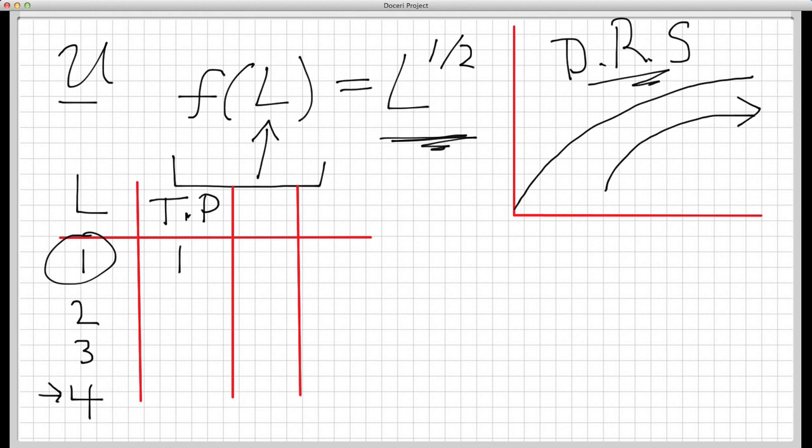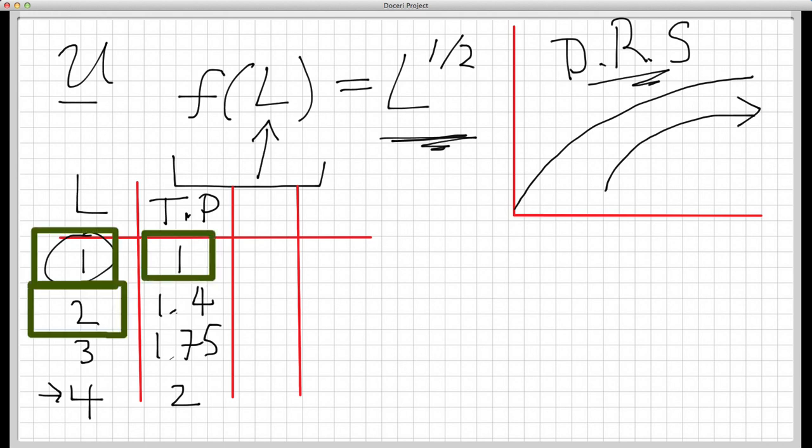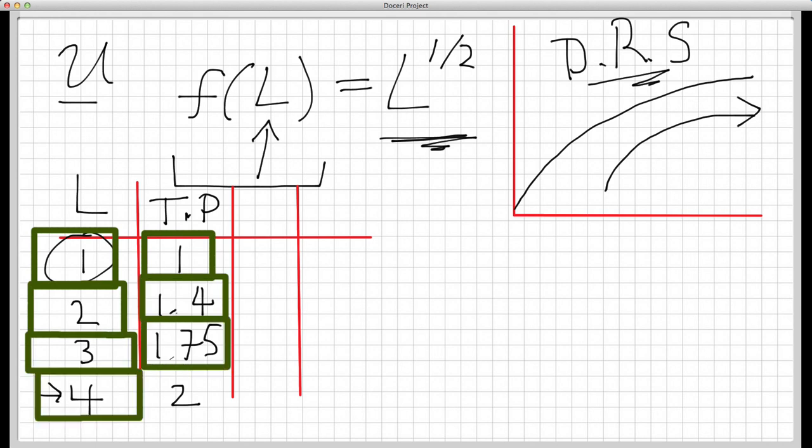The square root of 4 is 2. Okay, easy. Now 2 and 3 are harder. The square root of 2 is about 1.4, and the square root of 3 is about 1.75. Okay, so numbers in the middle, I just rounded them off to approximates to keep it easy. So we know, the firm knows, that if it puts 1 unit of L in, it gets 1 unit out. If it puts 2 in, it gets 1.4, 3 in, 1.75, 4 in, 2 out.